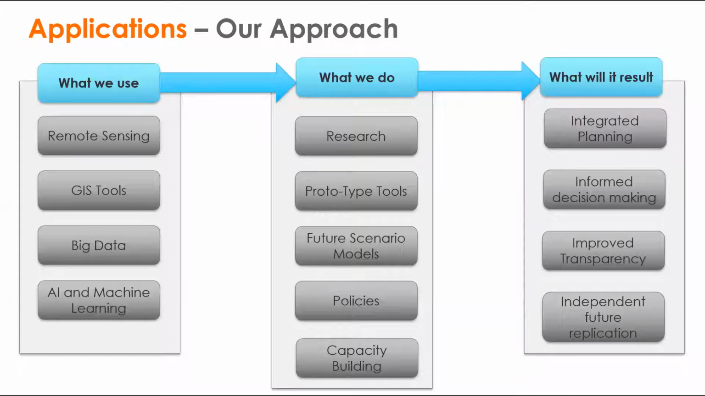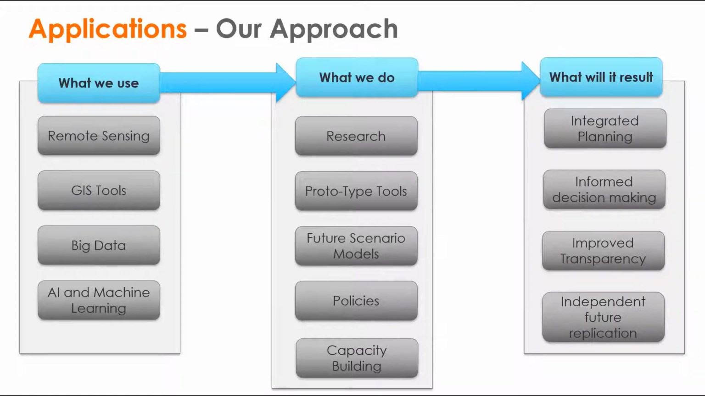When I talk about big data, we don't talk about personal data. I'm not concerned about your Facebook searches or that kind of thing, but we are looking at traffic volumes and that kind of overall generic data that is not personalized. And we use machine learning and AI algorithms, and then what we do with it is we build research, we build prototype tools, we create future scenario models, and we create policies, and we do capacity building for the governmental agencies.